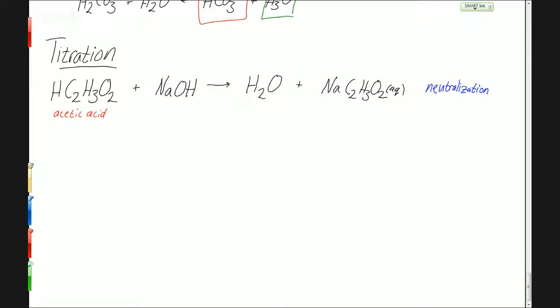We call it neutralization because you took something that was a strong, or not strong, but there was an acid and something that was a base. You combine them, and now you only have neutral things, water and a salt, sodium acetate.